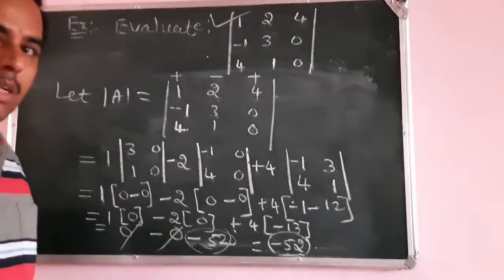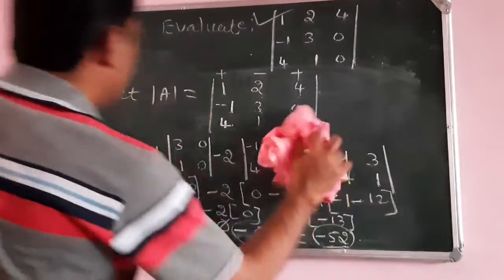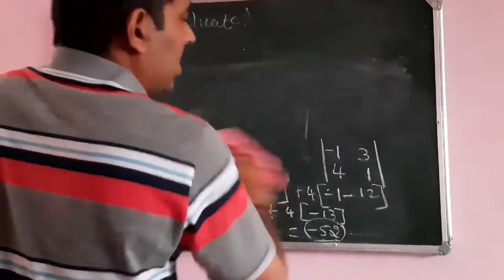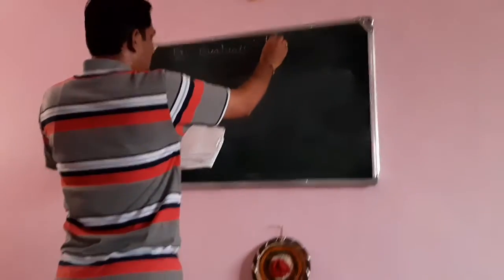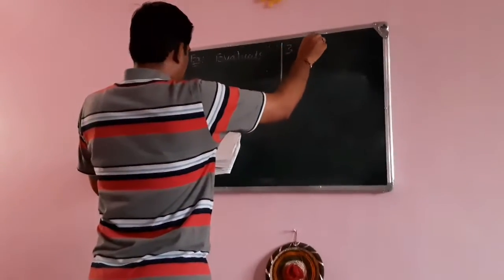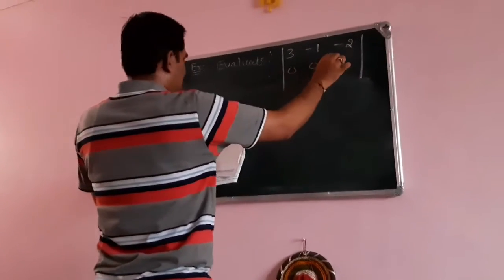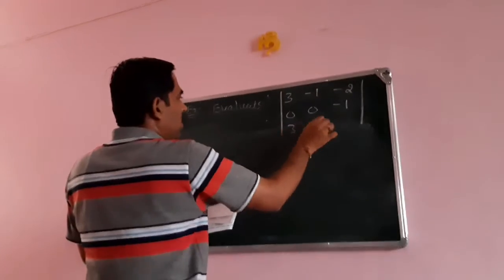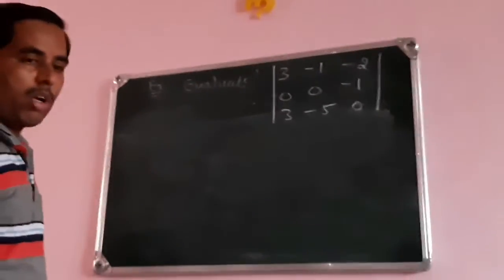Let me consider another example here. Let us delete this one. I will consider one more example. We have worked out one example here. Evaluate, let me write another example: 3, minus 1, minus 2, then 0, 0, minus 1, 3, minus 5, 0. So this is the second example.